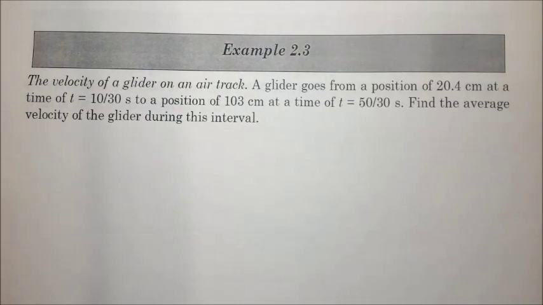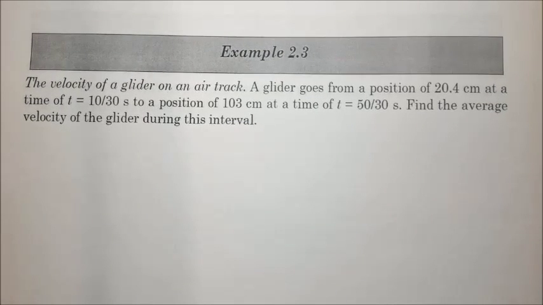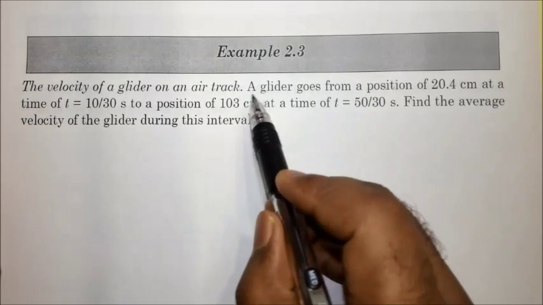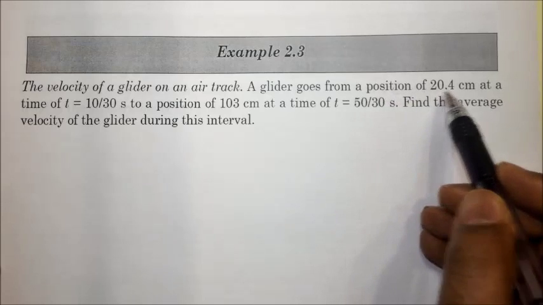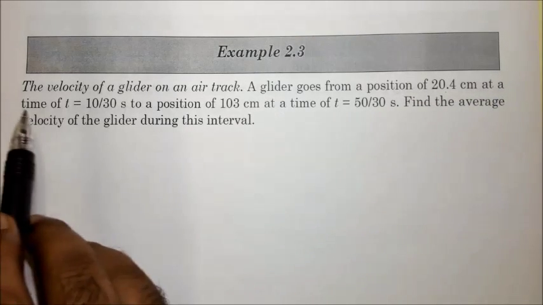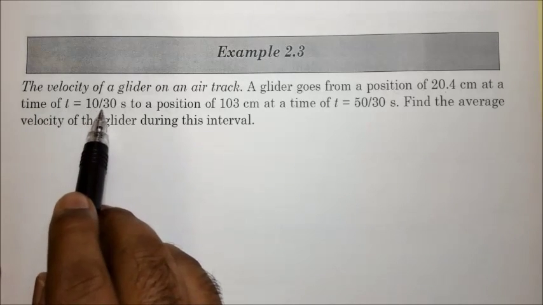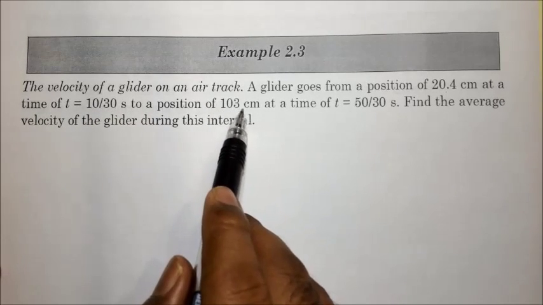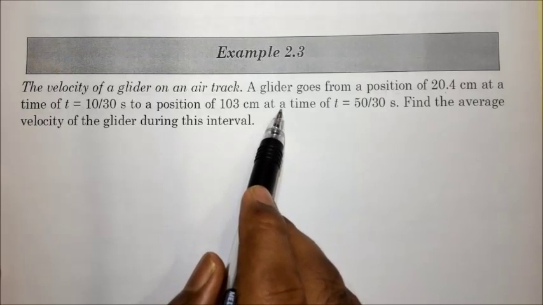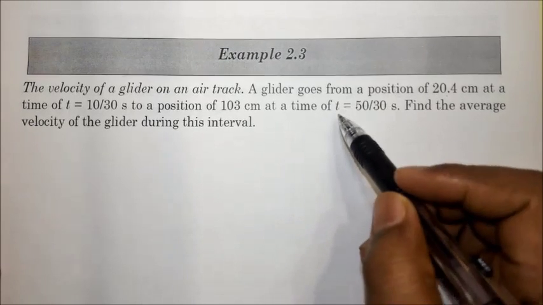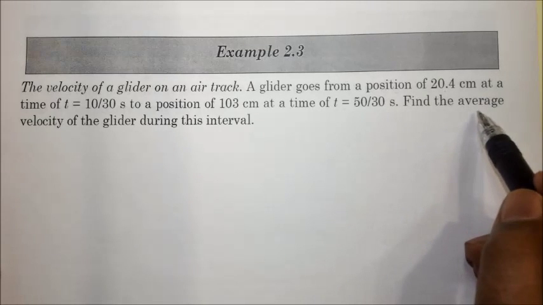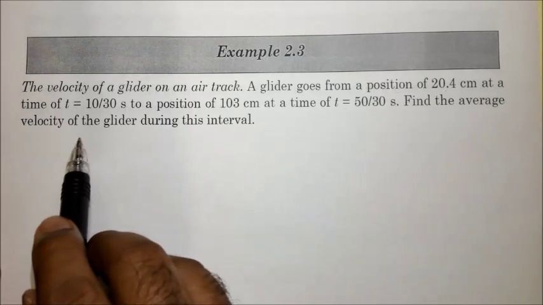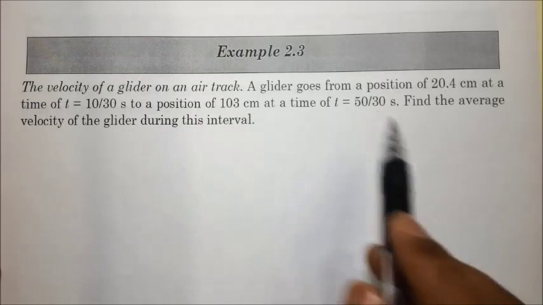Let's do example 2.3. There is a glider. In this example, a glider goes from a position of 20.4 centimeter at a time of t is equal to 10/30 second to a position of 103 centimeter, at time t is equal to 50/30 second. Find the average velocity of the glider during this interval.